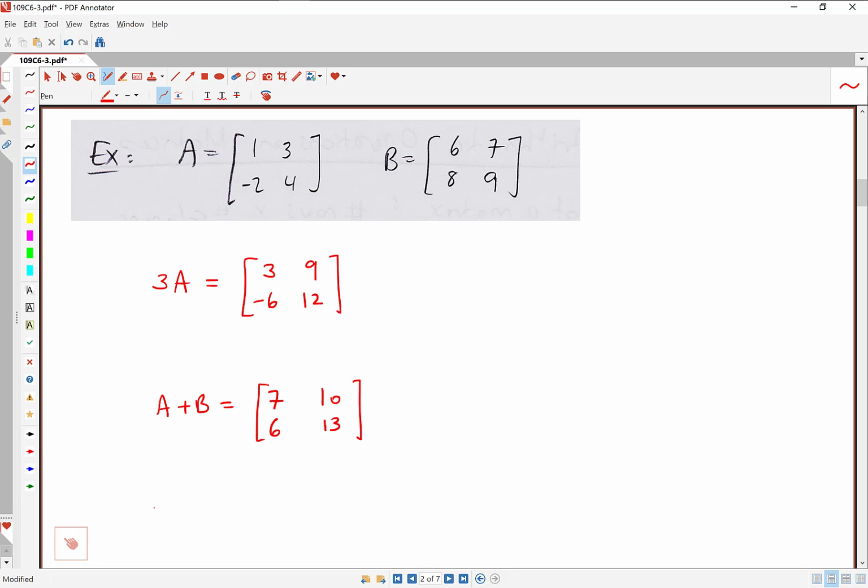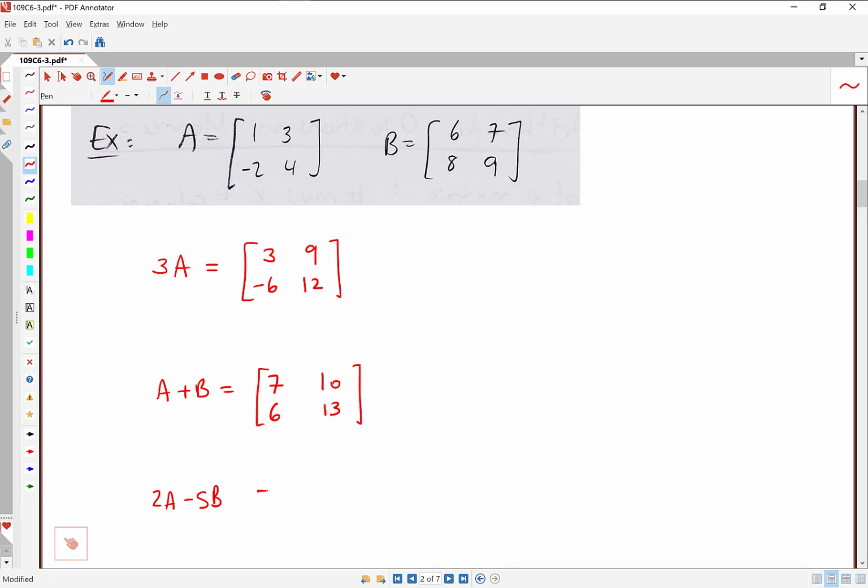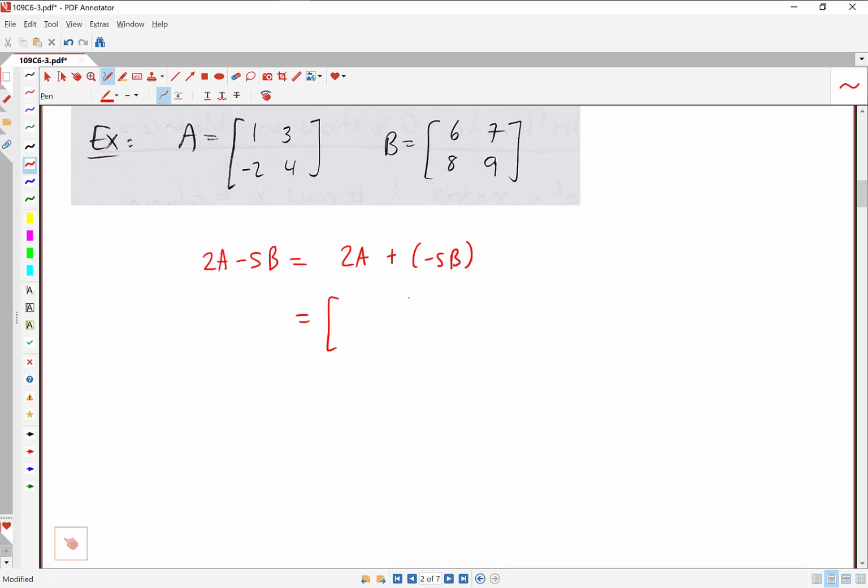You can do something a little bit more complicated like 2A minus 5B. And in order to do that, I would think about first calculating 2A. And separately, I would think about calculating -5B. So we could do the multiplication first, and then we could add those matrices together. So let's figure out what 2A looks like. Just double all of the entries in A. You'd have 2, 6, -4, 8. And we're going to add on -5B. So taking everything in B, multiplying by -5, you'd have -30, -35, -40, and -45.